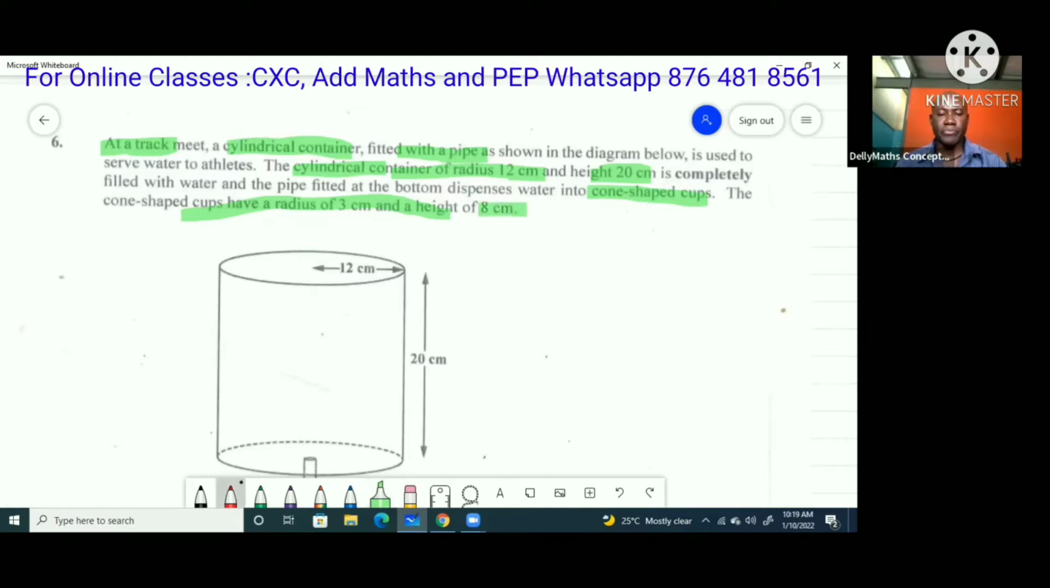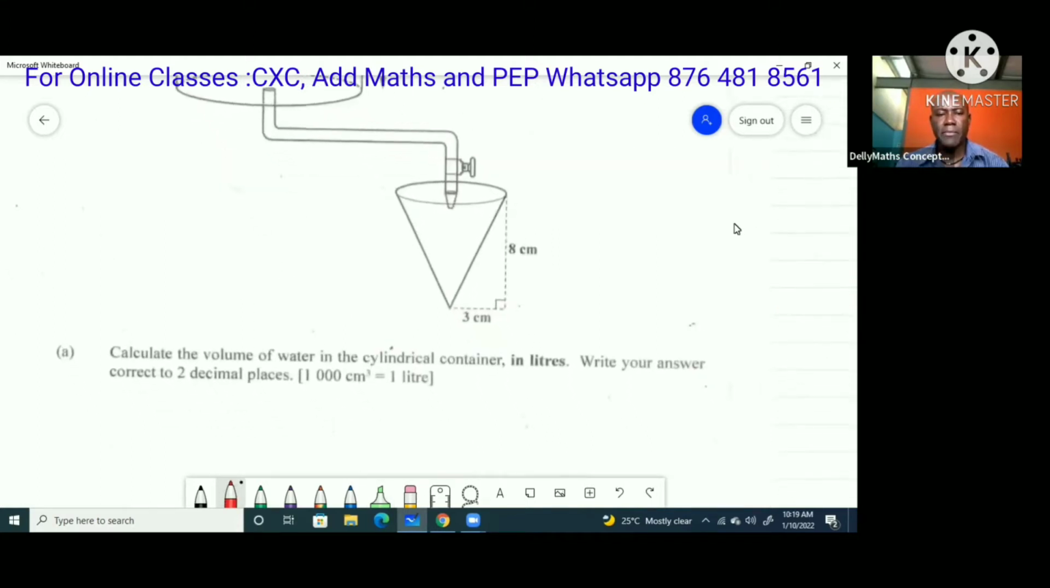All right, there we go. First question says, calculate the volume of water in the cylindrical container in liters, and write your answer correct to 2 decimal places. Here we're given that 1,000 centimeter cube gives 1 liter. Let us look back on the measurement.